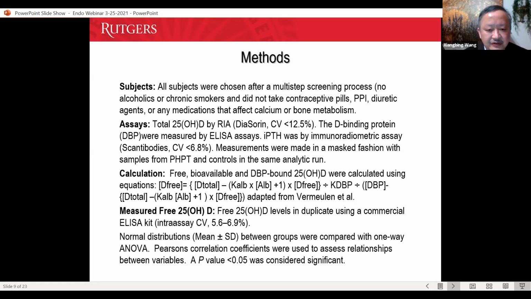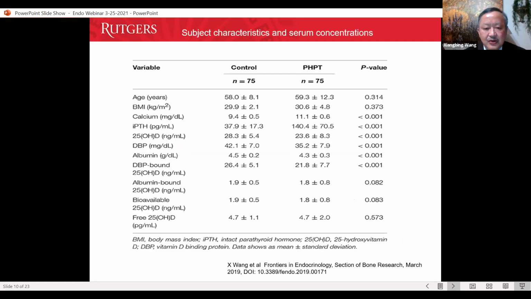We also measured the free vitamin D by newly developed methods, using an ELISA assay. The data are expressed as mean plus standard deviation. We also did a correlation study. Okay, so that's what I want to present from our first publication. We published our first paper in 2014. At that time, we had 25 patients.